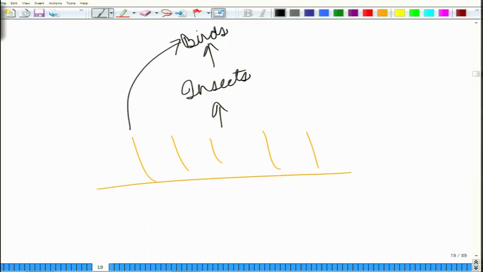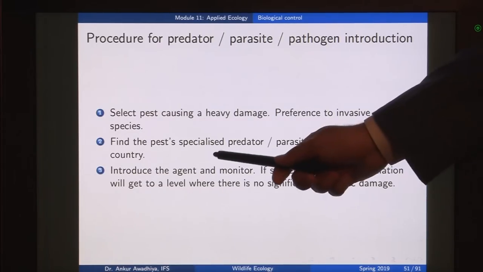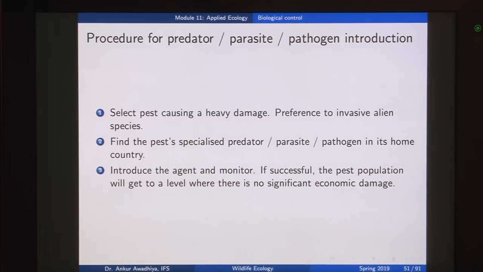Now, similarly, if you find a species that is an alien species, when you get a predator for that alien species, it should not be one that can eat up your native vegetation. So, in this case, it makes much more sense to go for invasive alien species. Then you find the pest specialized predator. Again, we are emphasizing this word specialized. It should not be a generalized predator. It should not be feeding on anything and everything that it can lay its mouth on. So, you find the pest specialized predator or parasite or pathogen in its home country. And then you introduce the agent and you monitor. If successful, the pest population will get to a level where there is no significant economic damage.